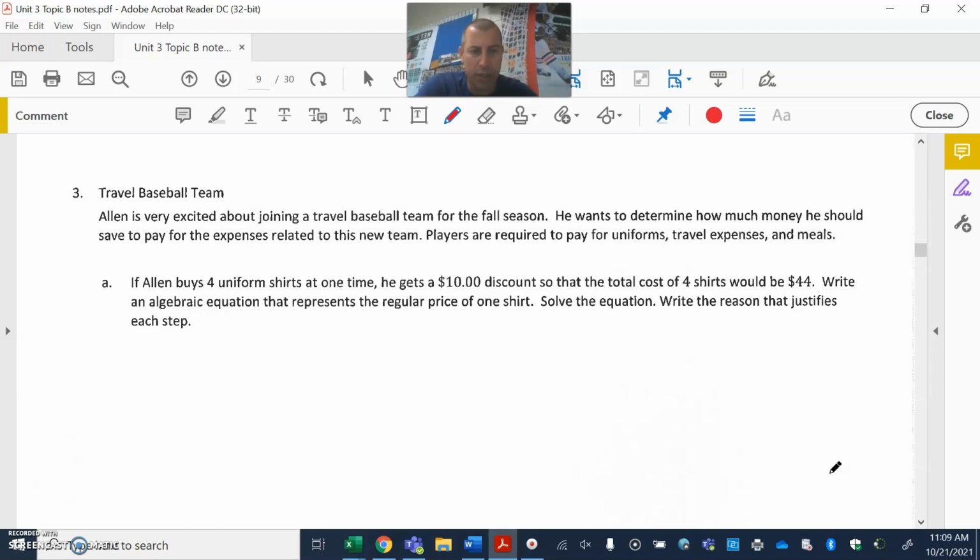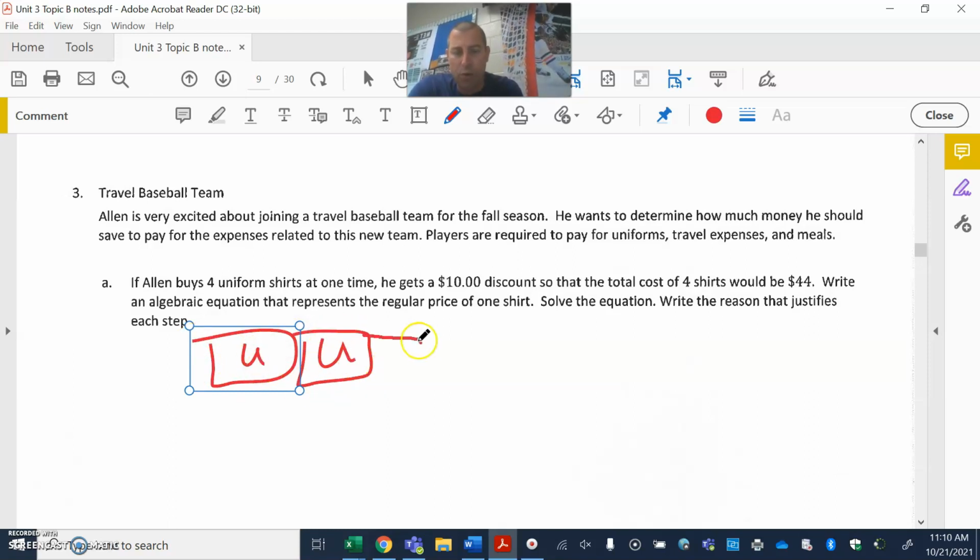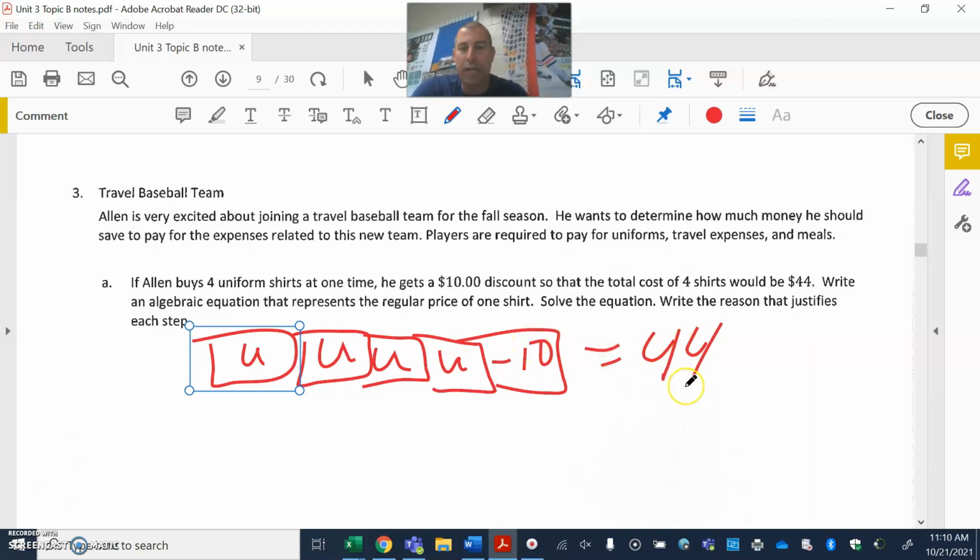Solve the equation right there. So here we go. That was a lot of background information, and again, I'm taking you through the thought process here. We've got four uniform shirts: a uniform, a uniform, a uniform, a uniform. He gets the $10 discount, so the total cost would be $44.